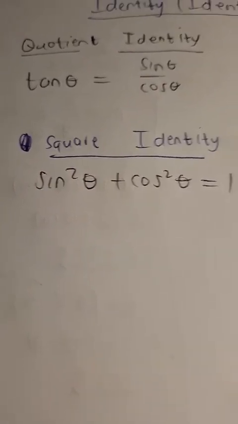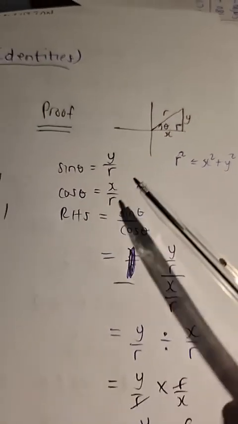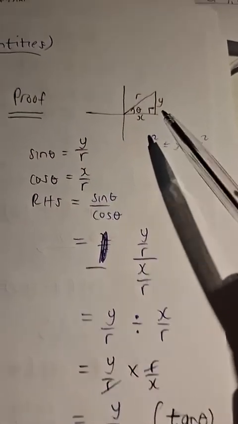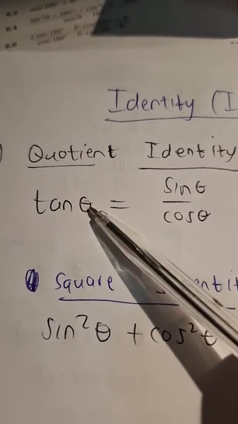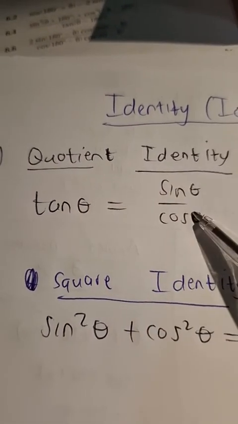Now for Dieter, who was basically not here for the tan proof, I was saying for the tan proof, the quotient identity, it says tan theta is equal to sine theta over cos theta.